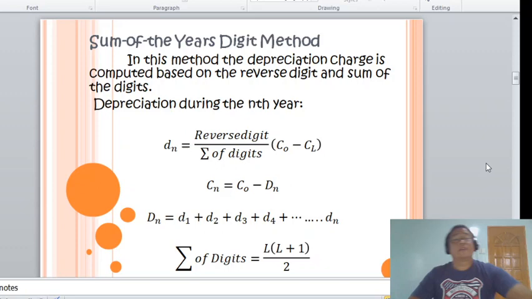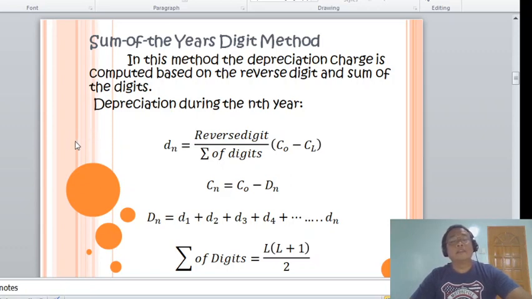Okay. So, sum of the year's digit method. In this method, the depreciation charge is computed based on the reverse digit and sum of the digits. So, this is, class, the original formula. Depreciation during the end year, this is DN, that is the reverse digit over the sum of digits multiplied by the original cost minus the salvage value.